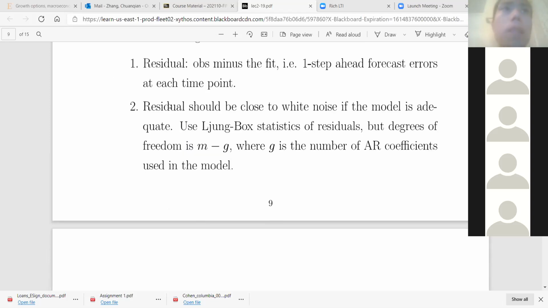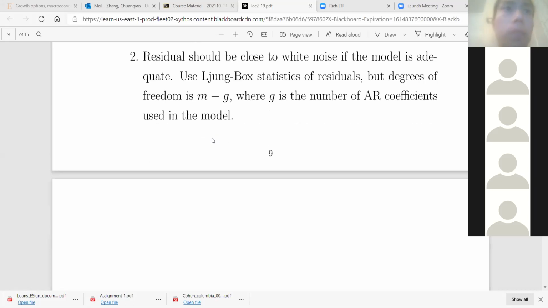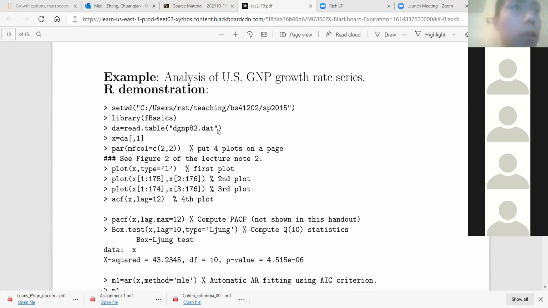Okay, so it's here, right? Residuals should be close to white noise if the model is adequate, right? That means if the model is good enough, it should be white noise. Okay, so the degrees of freedom again is not required here. It requires a deeper understanding of statistics, so we skip that because it's not very relevant for the coding environment in the software.